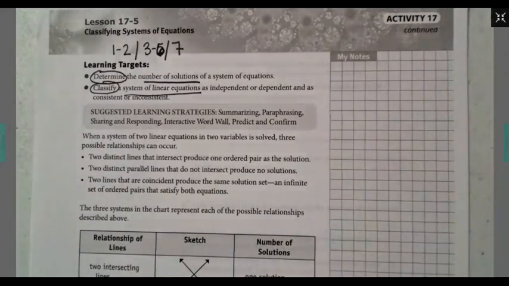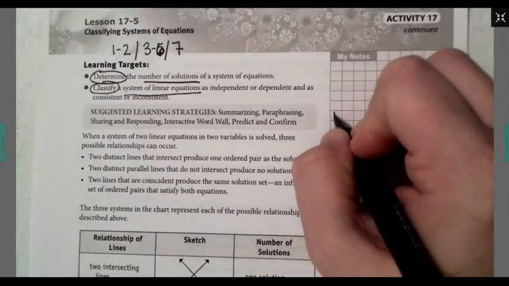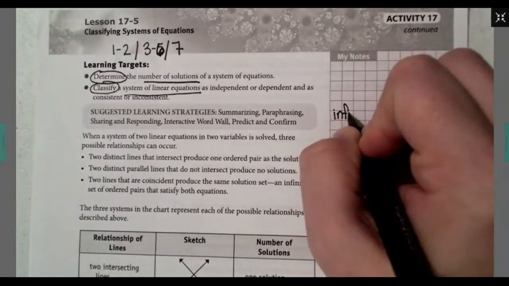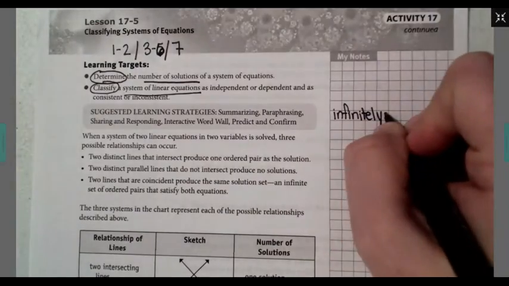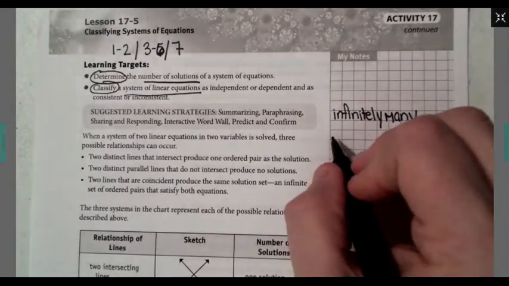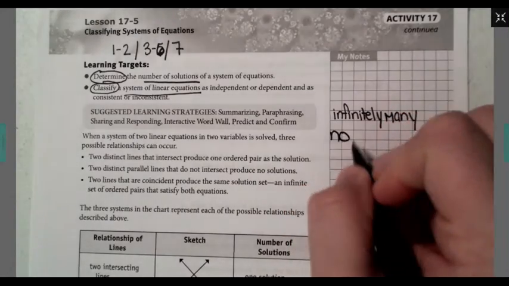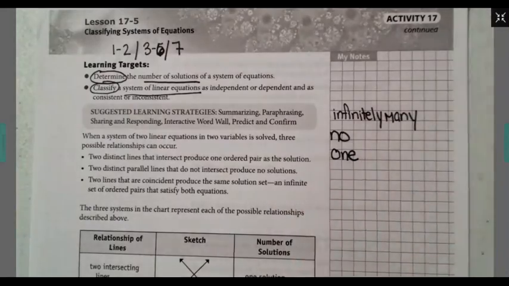Now, we've talked in previous lessons, there are 3 different amounts of solutions. We could have infinitely many solutions. We have no solutions, or we have one solution.